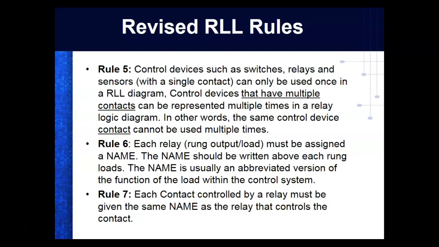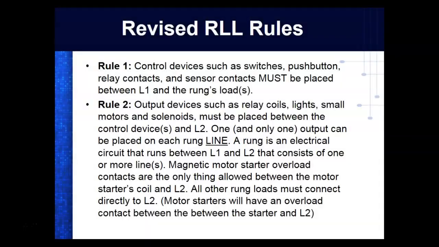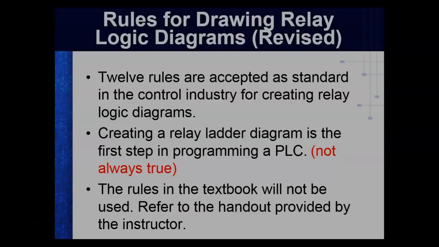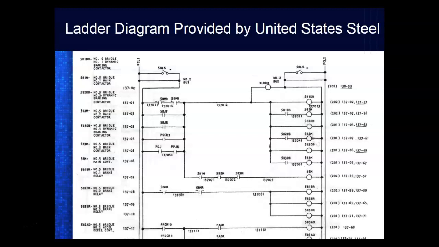The name should be written above each rung load. The name is usually an abbreviated version of the function of the load within the control circuit. So what they did on the US Steel prints, they were real nice on there, is they gave you what each one of them stands for. So we were looking at 5P1PT. Right here, this is number 5 dynamic braking contactor. I don't know what that is, but it tells me what that actually stands for.